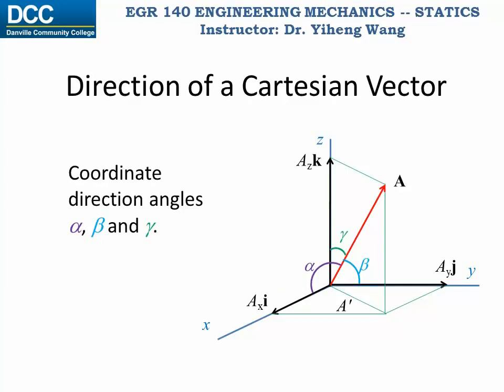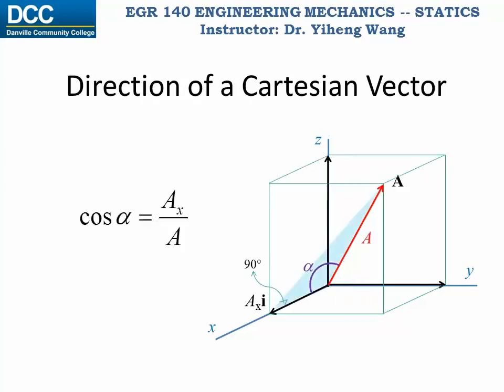To describe the direction of the vector, we can use the coordinate direction angles alpha, beta, and gamma. Alpha is defined as the angle between the vector and x-axis, and similarly, beta and gamma are angles between the vector and the y and z-axis respectively.